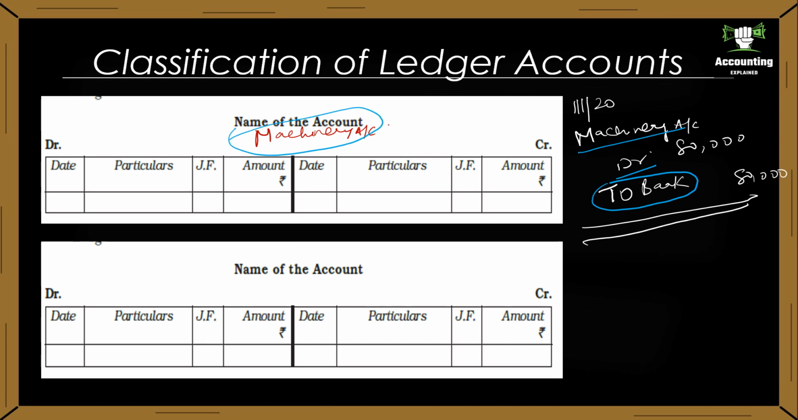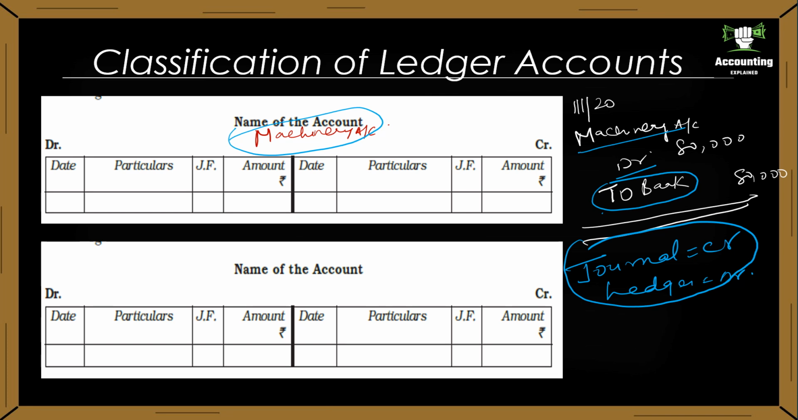What happened to the bank account here? What have you done to the bank account? You have credited it here. When you have credited the bank account in the journal, if you credit the bank account, then in the ledger you have to debit the bank account. Okay. This simple concept you understand, and vice versa.